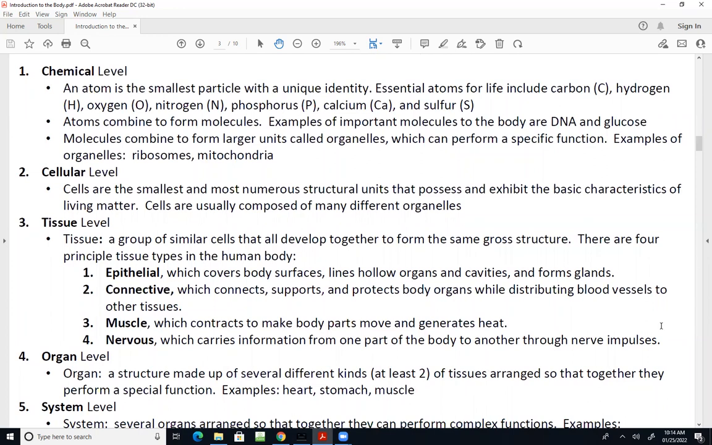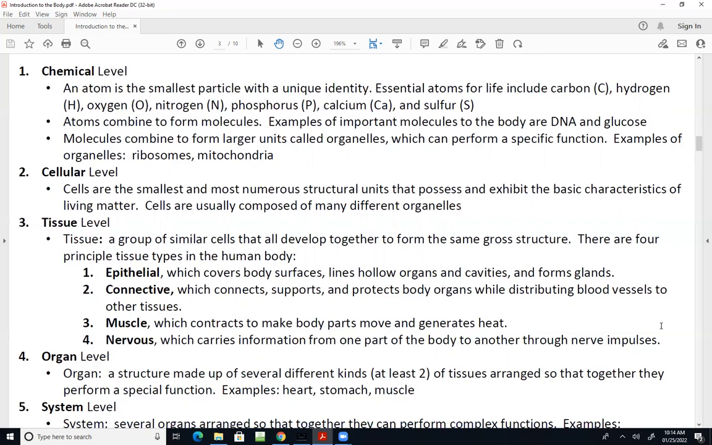Once again, the basic, simplest level is the chemical level. This is a level that we really don't talk a whole lot about in this class. I get into chemicals and stuff like that more in physiology. This is where you're going to be talking about atoms. Each atom throughout our body is a small particle with a unique identity, made up of things like protons, neutrons, electrons, something you probably learned about back in high school in a biology or a chemistry class.